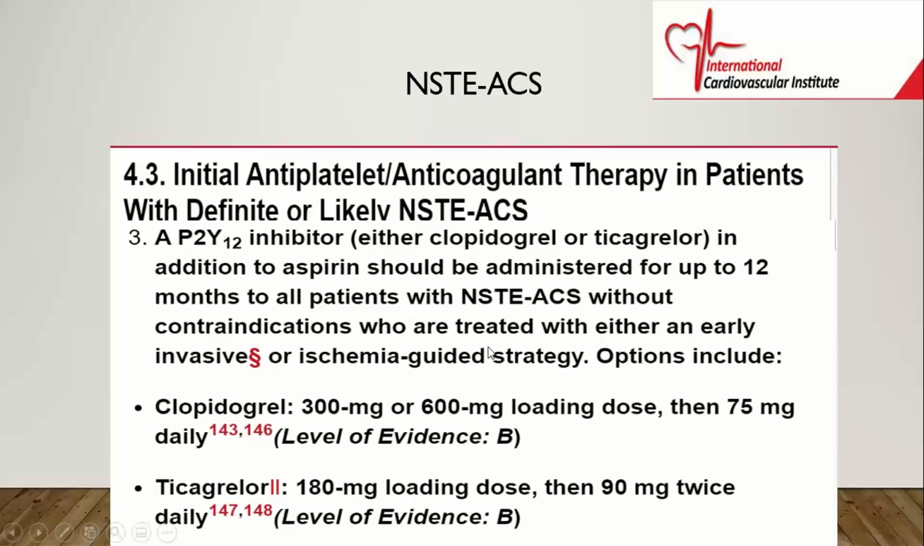There are updates on these. You can reduce it to 6 months. We'll do the updates. But if you're going to load with clopidogrel, 300 to 600 milligrams, and then 75 milligrams thereafter. For the ticagrelor, which is Brilinta, clopidogrel is Plavix, and ticagrelor is Brilinta, you load it 180 milligrams and then 90 milligrams twice daily. Okay.